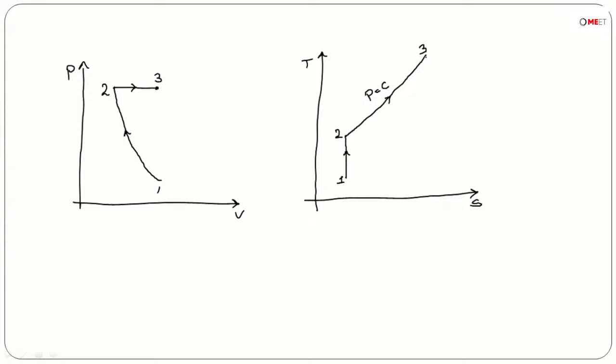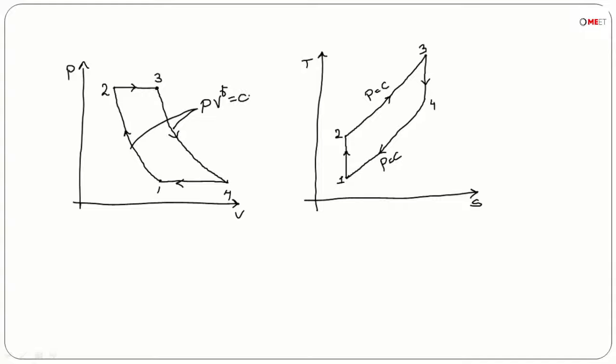Then process 3 to 4 is isentropic expansion. It is represented as a vertical line pointing downwards, and here 3 to 4 isentropic expansion comes like this. Now 4 to 1 is constant pressure heat rejection. Constant pressure heat rejection is represented in the TS diagram like this, whereas in the PV diagram you will get a horizontal line like this. Now these two obey PV^gamma equal to constant, as these are isentropic processes.